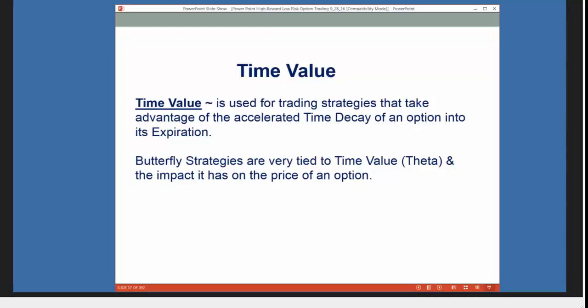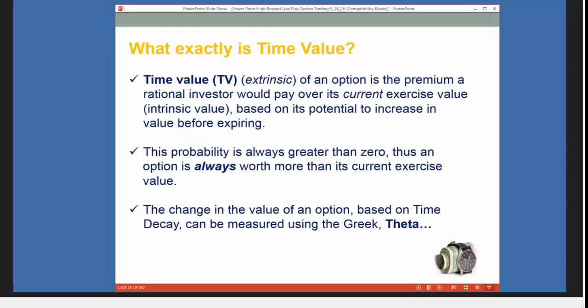And the butterfly strategy, they're very tied to the time value and the theta decay, and we can measure that. That's the really cool thing about options. We've got these option Greeks that we can measure certain components or parts of an option trade, and theta is the one that we can measure time decay and its impact then on the price of your option.